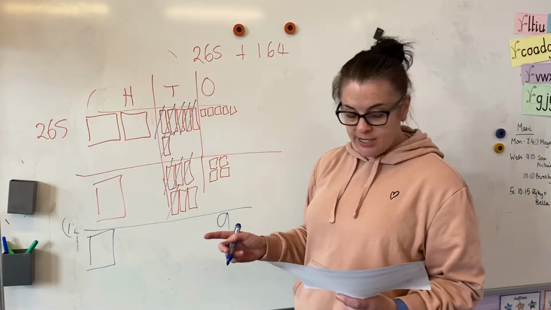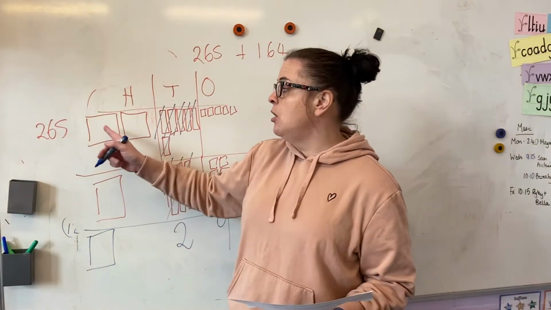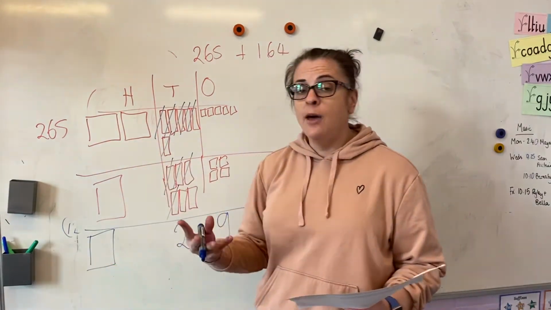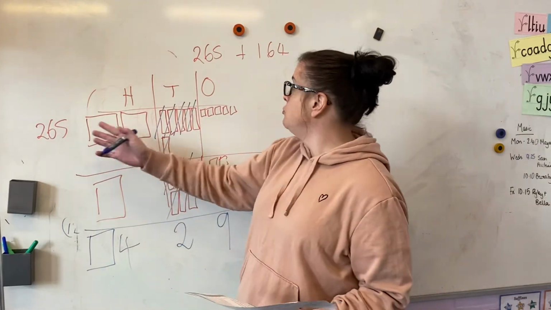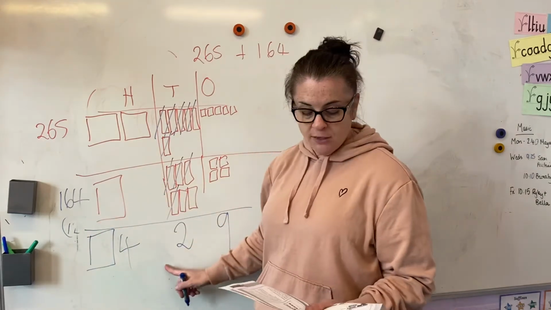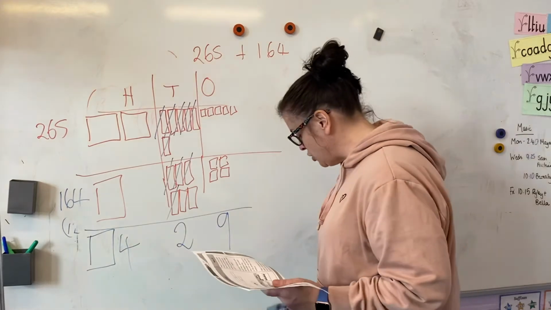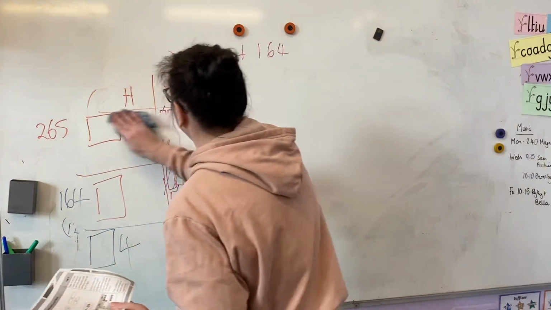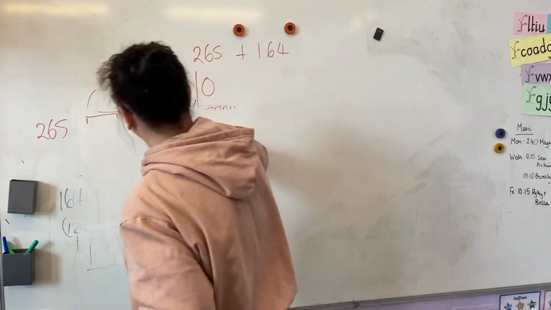Now let's count up my tens. I've got 2 of them left. How many hundreds have I got? 1, 2, 3, 4. And 4 100s are 400. So my calculation of 265 plus 164 gives me the answer 429. I can do that exact same calculation using my counters.